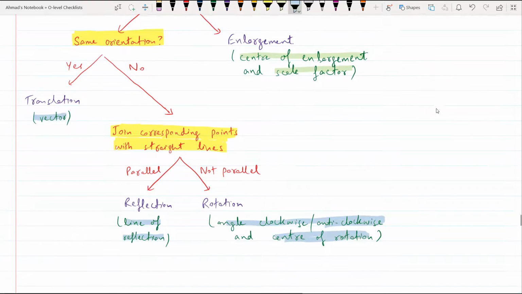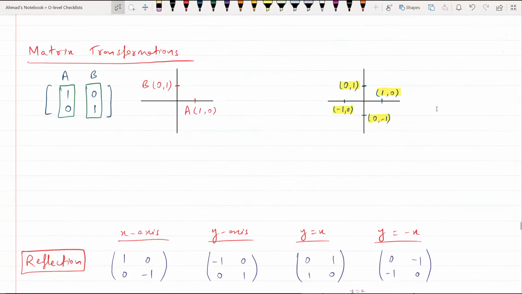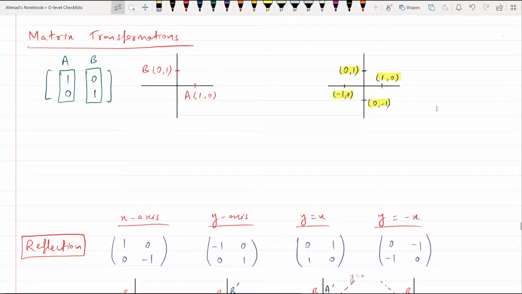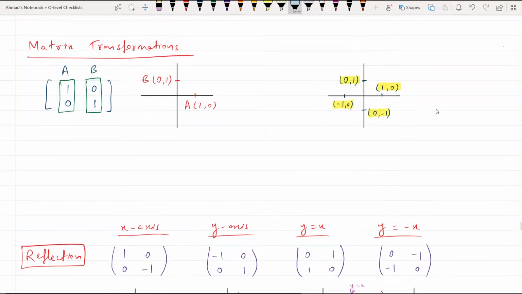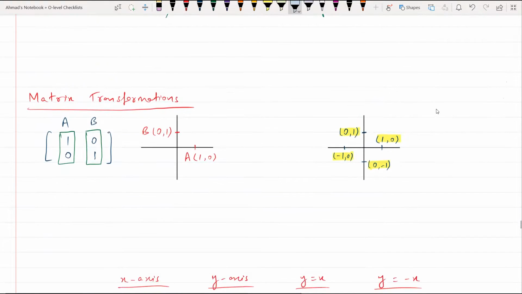Okay, so that's how you think about which transformation this is. Okay, now let's come to matrix transformations. Matrix transformations में क्या होता है? Matrix transformations के अंदर you have to basically remember some common transformations के matrices, right?